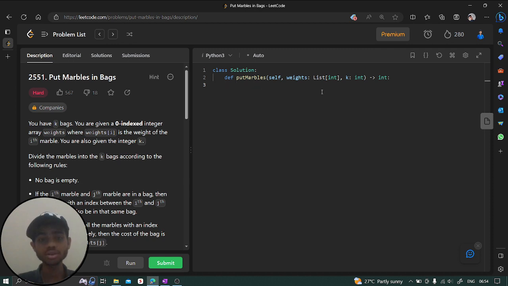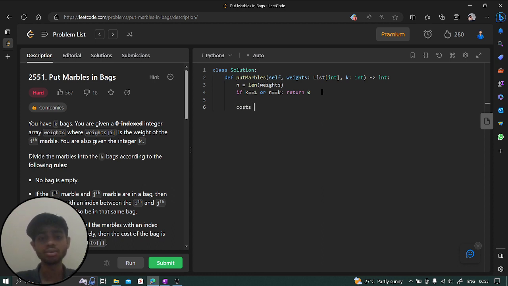Before that, we first have to check two conditions which we have already seen. First, let's find the length of the weights. The first condition is: if k is equal to 1, that means we have to put all marbles in one bag, and that is always going to be 0. Or if n is equal to k, then we have to return 0. It means we have n marbles and k bags, so we put each marble in its own bag, and this case returns 0.